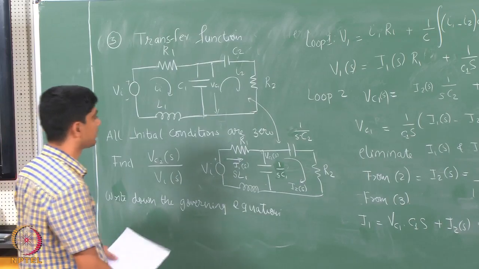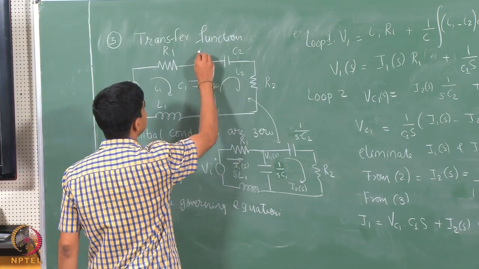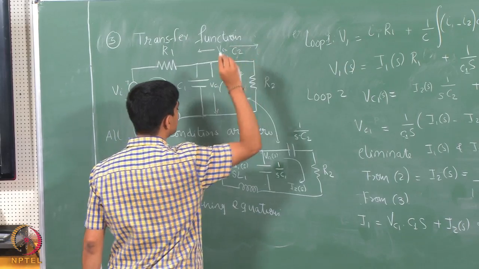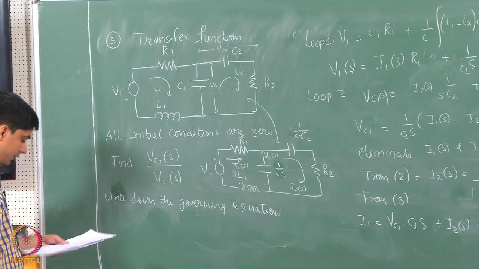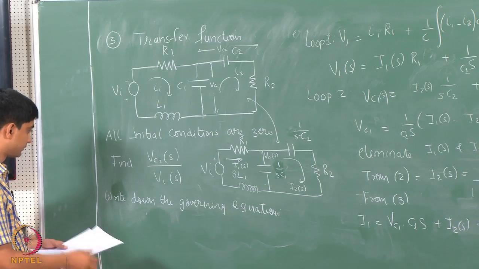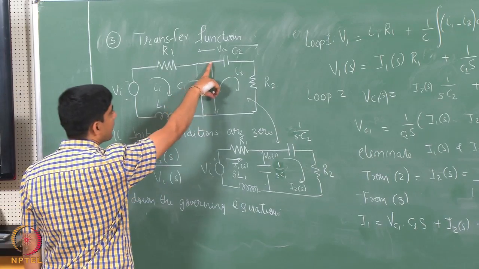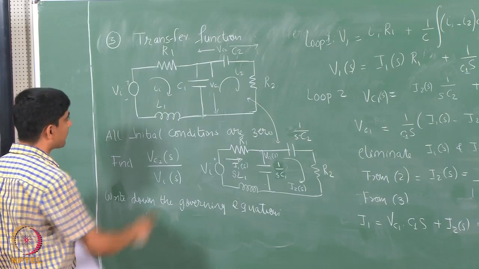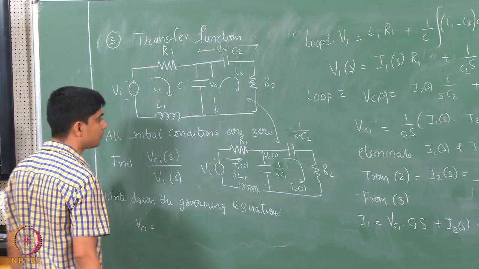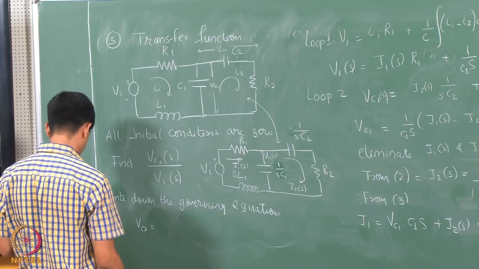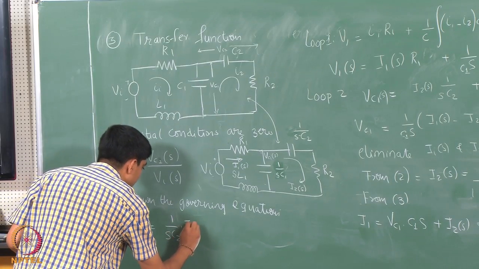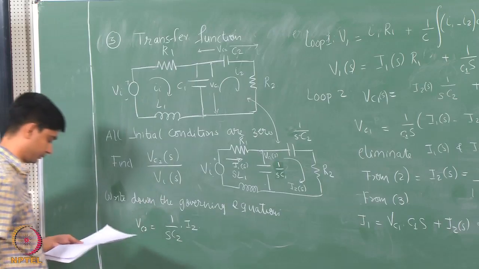Right, nothing changed. So if this is my Vc2, the voltage across my capacitor C2, I can equivalently find my transfer function as this one. So what is Vc2? Vc2 is 1 over S C2 times I2.